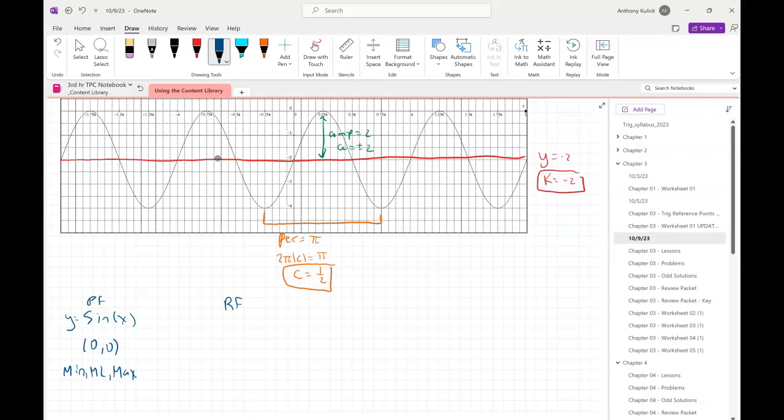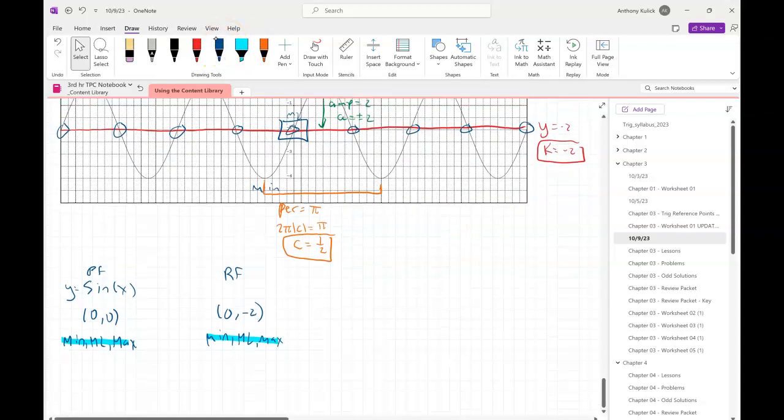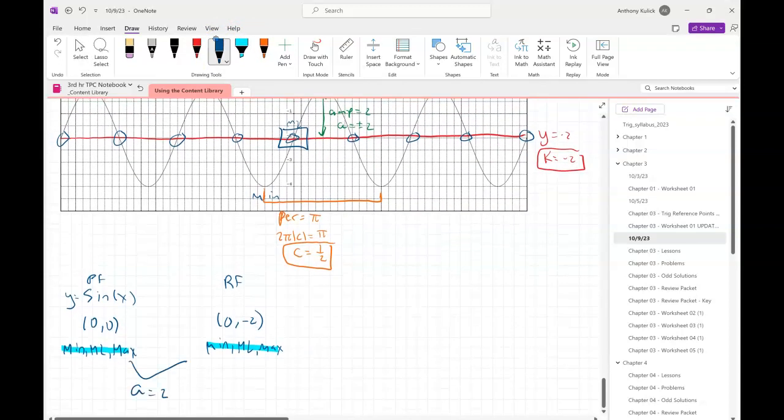For the resultant function, I need to pick another midline point. Any point that lies on the midline of the function would be okay to use. I'm going to pick this one because its x-coordinate is 0, and that usually makes life a little bit easier. If I look at that midline point, it goes minimum, midline, maximum. So what's that telling me? That the A is positive.